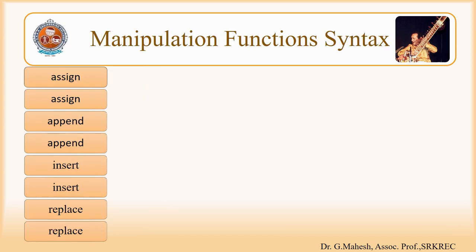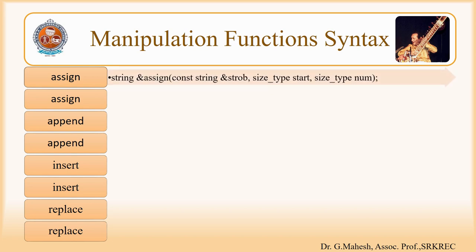Now let us see different manipulation functions related to strings in C++. The first function is assign function. The assign function, the first parameter is strob string object, and then the substring of this string object will be assigned to the invoking function. The substring starts at start position and of length num.